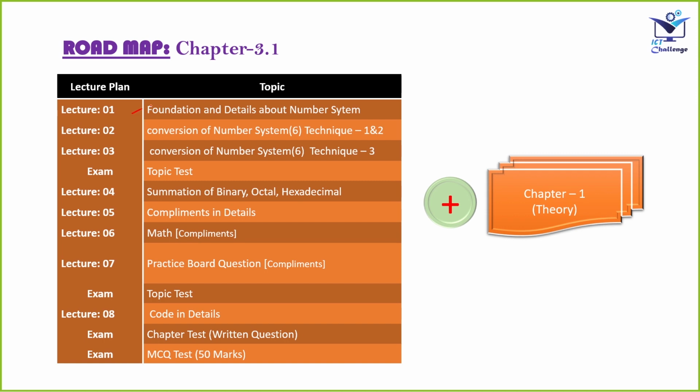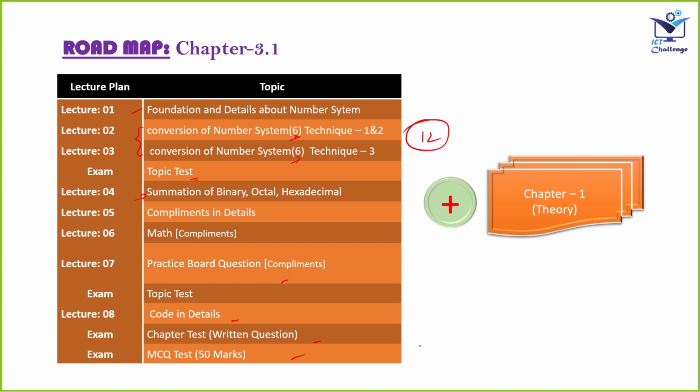The roadmap of this chapter: we have 8 different lectures. Lecture 1 is foundation details about number system. Lecture 2 is conversion of number system. There are 12 conversions in the number system. In lecture 2 we will learn 6 items, and lecture 3 will cover the remaining 6 items. After that we have an exam topic test, and lecture 4 is summation of binary, octal, hexadecimal. Then lecture 5 is complements in details, lecture 6 is math complements, lecture 7 is practice board questions, lecture 8 is code in details. After that we have the MCQ test and chapter test written questions.